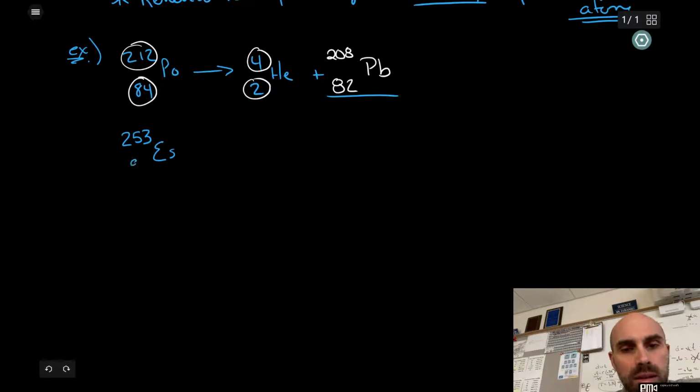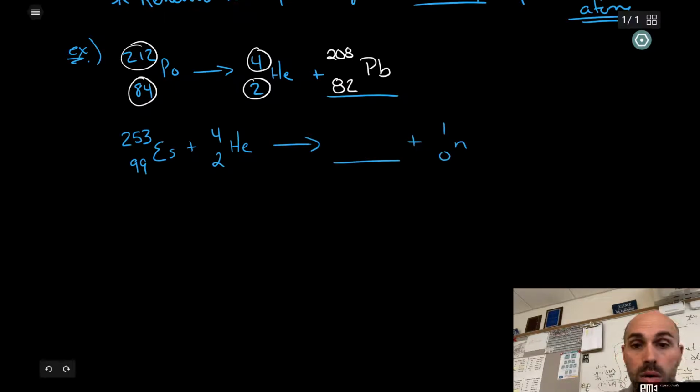Let's try another example here. 253, 99, Einsteinium, plus 4, 2 helium. All right. Whoa, this one's getting a little complicated. Let's pause this. Again, looking at the top, we have 253 and 4. Those are the mass numbers on one side. Those have to equal the mass numbers on the other side. Currently we have a 1 on the other side, so question mark. What number plus 1 will give us 257? If you said 256, you're right.